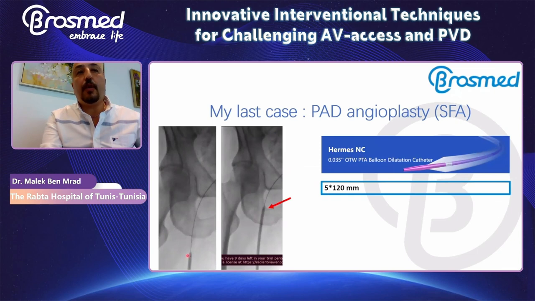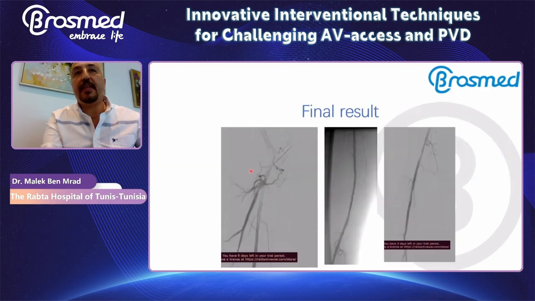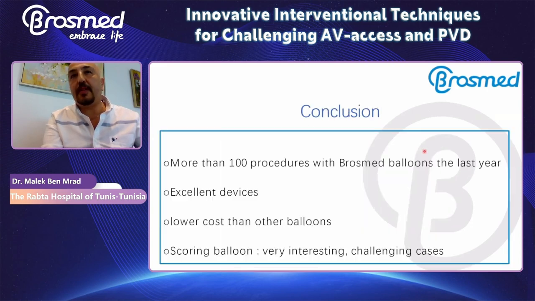To dilate all the SFA, also the proximal part, and you see the final result of the SFA without dissection. We don't use stenting in this case. We can put a drug-eluting balloon, but I didn't use the drug-eluting balloon in this case because we have not had this one in my cath lab recently. But you see here, without dissection, with this balloon you have a good result.